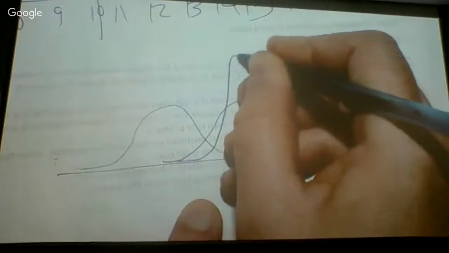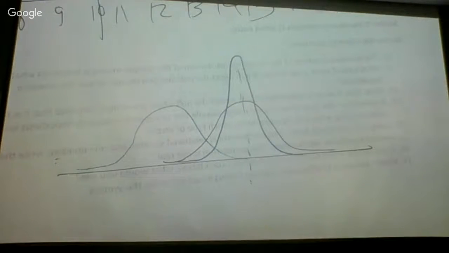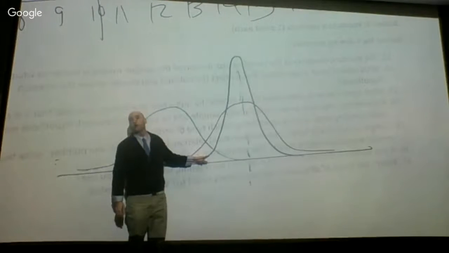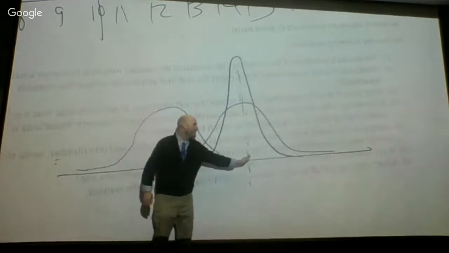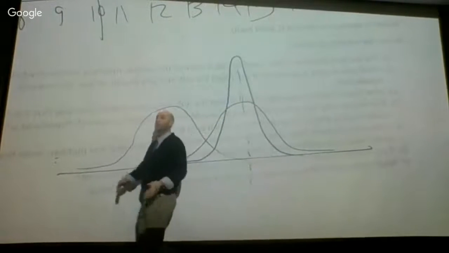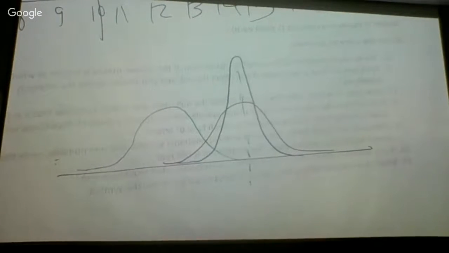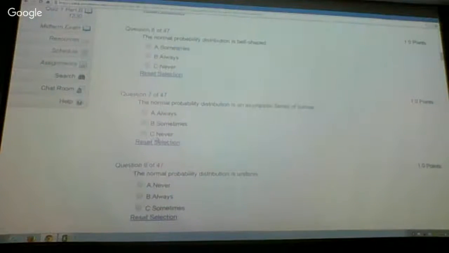Because I could also draw one in blue and say, here we go, I have a third one. This very leptokurtic curve has the same mean as this one here. However, its shape is quite different. All of those are normal curves. Some of them have different means. Some of them have different standard deviations. The normal probability distribution is an asymptotic family of curves.